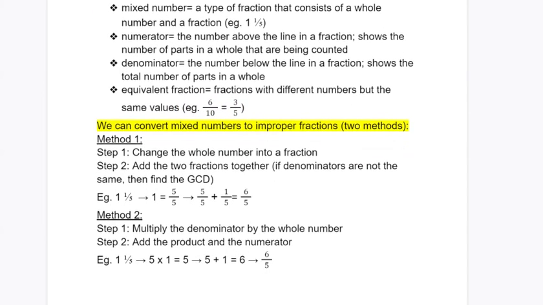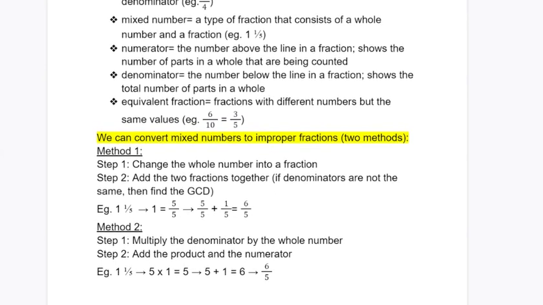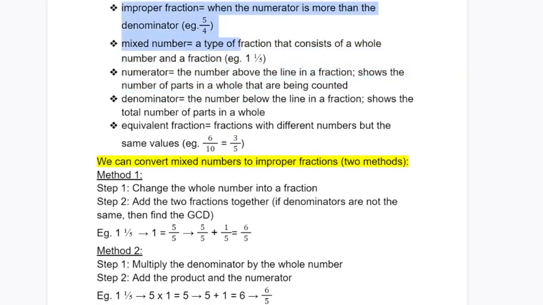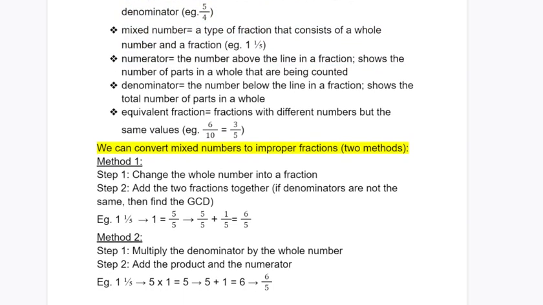We can also convert mixed numbers to improper fractions. So we just talked about what mixed numbers are, and we talked about what improper fractions are. There are two methods to do this, and I'm going to go over both of them. It really doesn't matter which method you use. Sometimes one could be easier than the other. It depends on what kind of fraction or how big of a fraction we are working with. But you can choose whichever one you want, and it's going to give you the exact same answer.